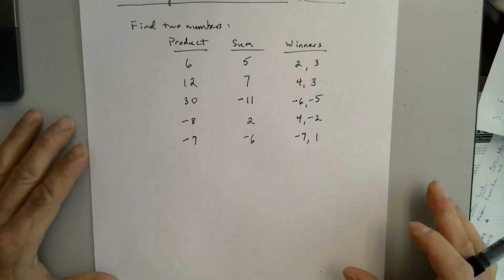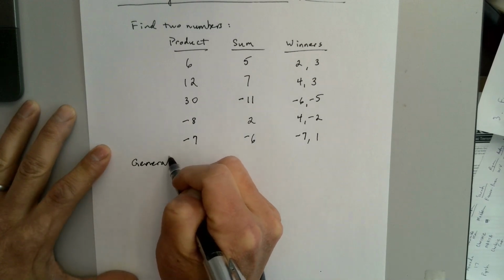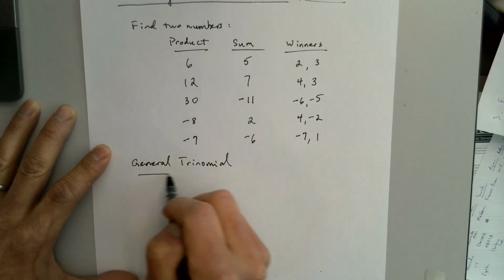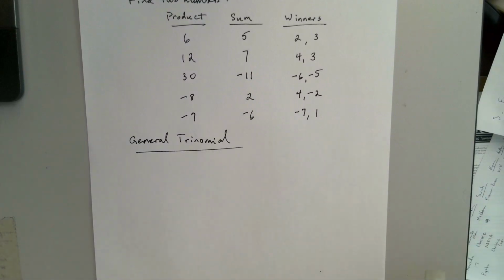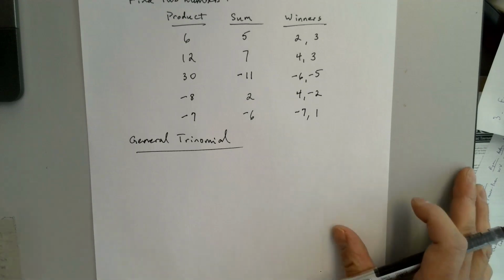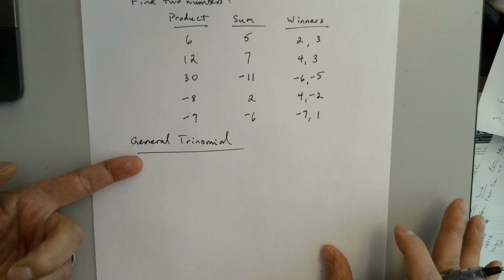Now what's a general trinomial? A general trinomial is basically any trinomial. Not just perfect square trinomials. Because as I've said before in class, we have perfect square trinomials, but we also have many trinomials that are not perfect squares. And just because they're not perfect squares doesn't mean they can't be factored. Many general trinomials, non-perfect square trinomials, can be factored.